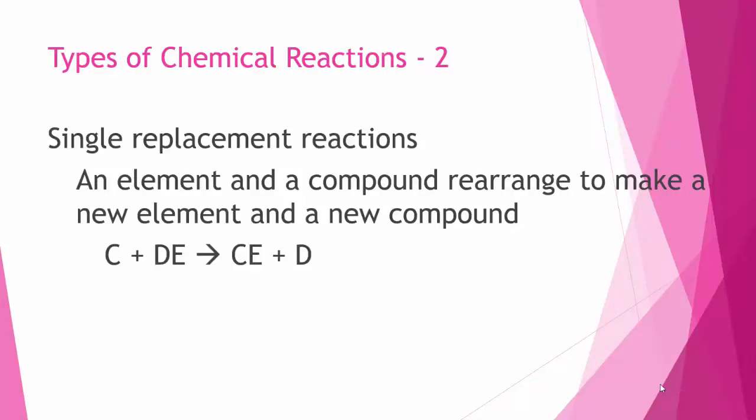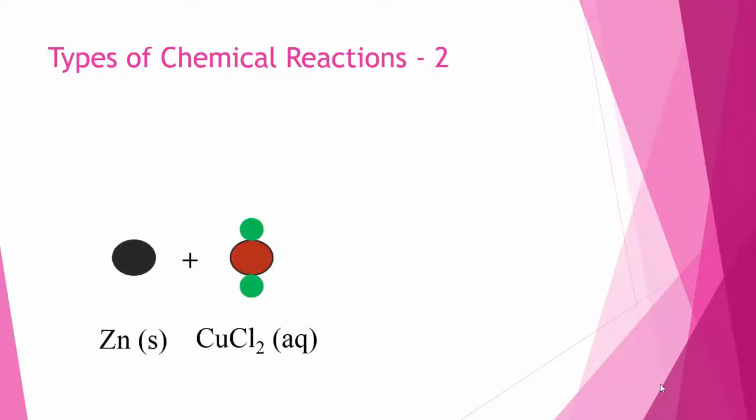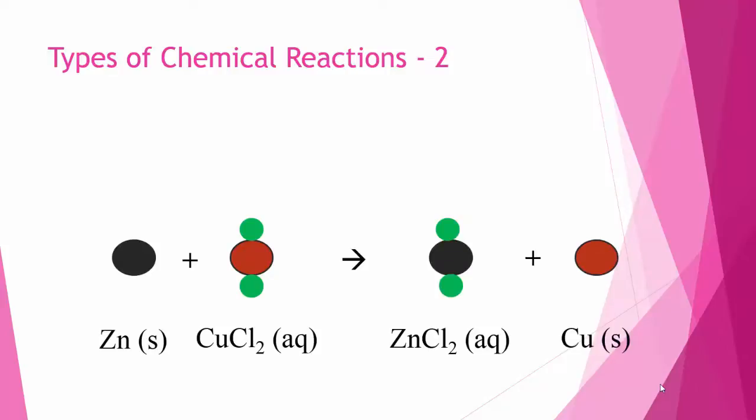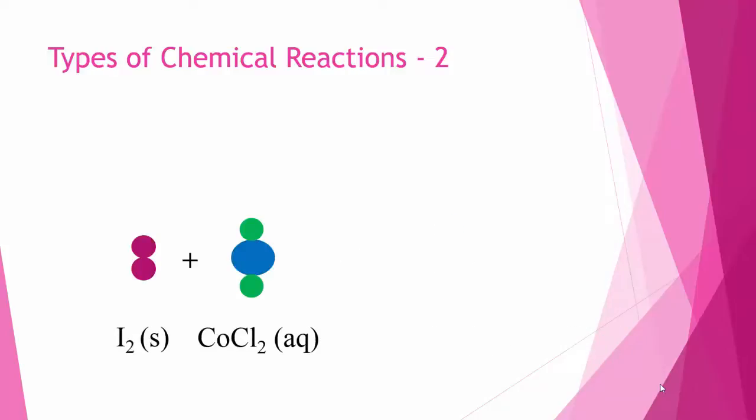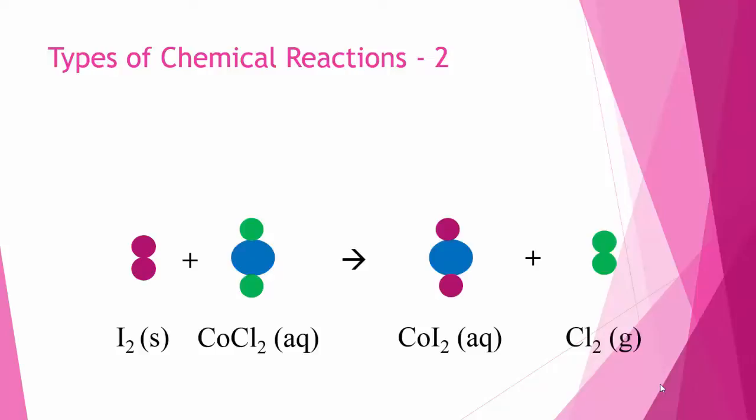The generic form would look like this: C plus DE, where C is an element and DE is a compound, becomes CE plus D. An example: solid zinc and aqueous copper 2 chloride will react to form zinc chloride, which will remain aqueous, and you will have copper solid being formed. Another example: solid iodine, if mixed with aqueous cobalt 2 chloride, the iodine and the chlorine will rearrange, and you'll end up with cobalt 2 iodide and gaseous chlorine.